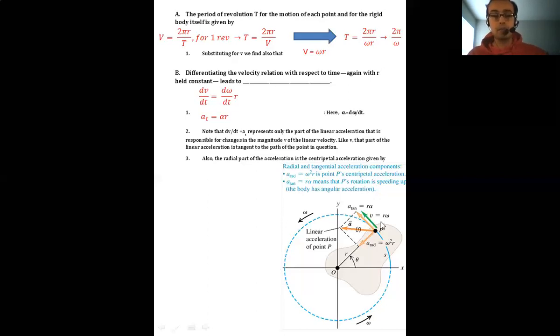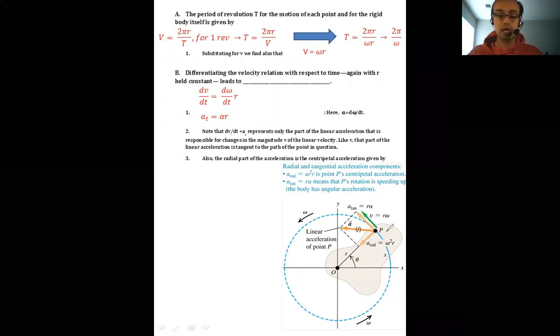Again, if you're not seeing any change in the magnitude of the velocity. So we have three different accelerations that we're dealing with here when we're talking about looking at a circle. There is the tangential acceleration, and that's equal to r times alpha. And then you have the velocity, which is r omega.